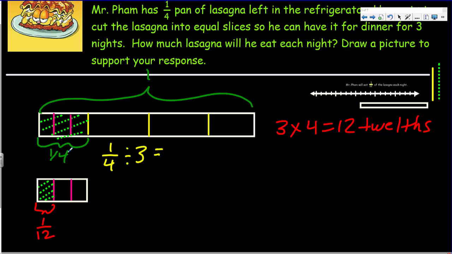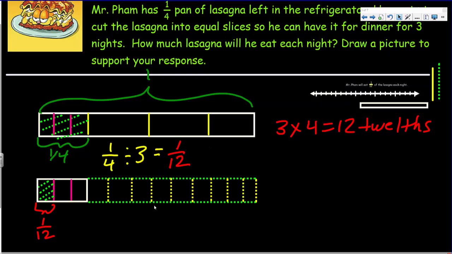And so that's what we have here, and here's our 1/12 showing, and this is how much each person would get. So our answer here is going to be 1/12. 1/4 divided by 3 is equal to 1/12. Now the rest of this shows the 12ths, and I've just extended that here, and the dotted lines indicate that's not something that we used as part of the problem other than to just show the whole, and this is how we're breaking it down.